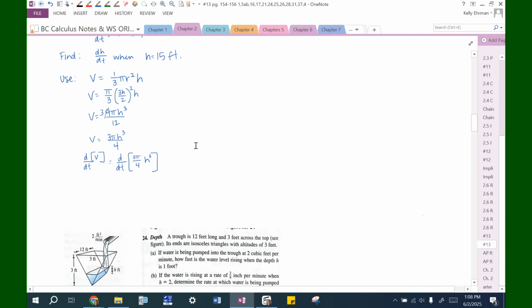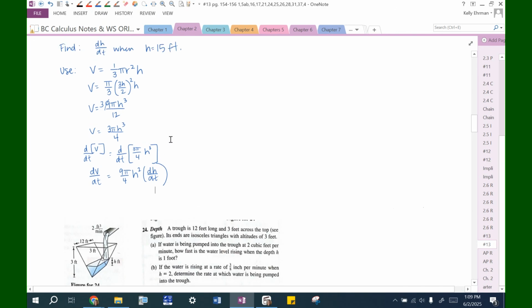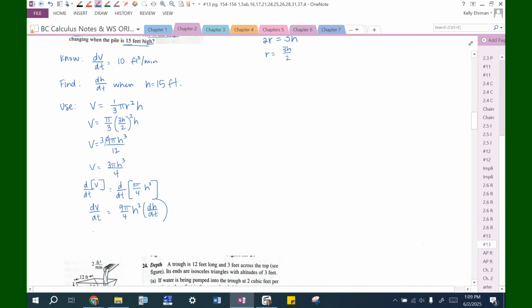So anyway, okay. This is dV/dt. This is going to become, let's see, 9 pi over 4 times h squared. And remember dh/dt, because we just took the derivative of a variable of h, but it was supposed to be with respect to t, so chain rule. And then plug in what we know. So we were given that dV/dt is 10, and that's equal to 9 pi over 4 times h is 15, so 15 squared times dh/dt.